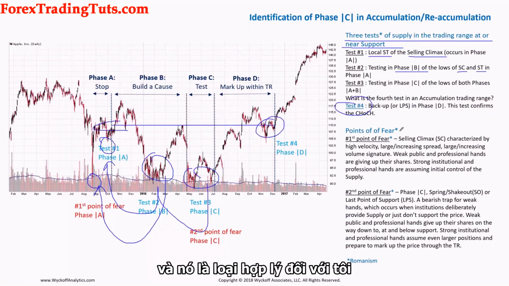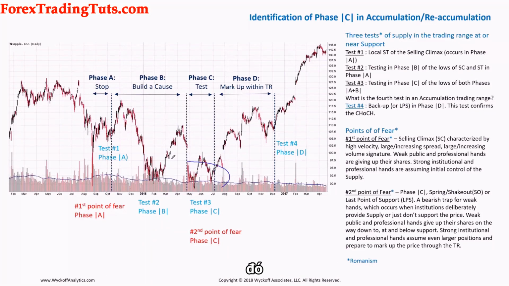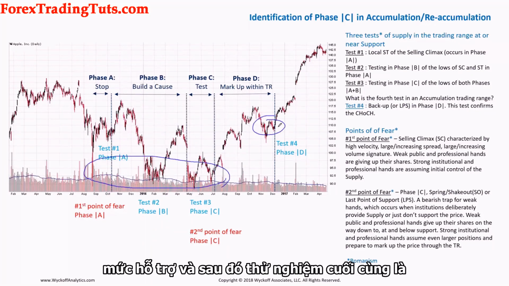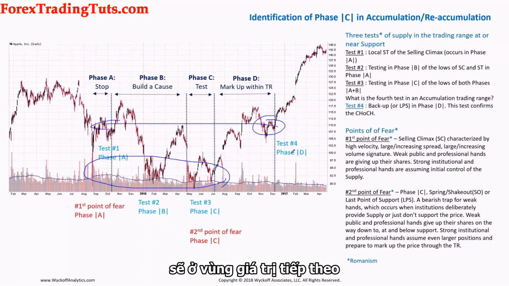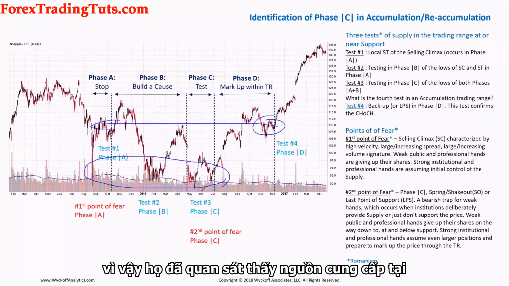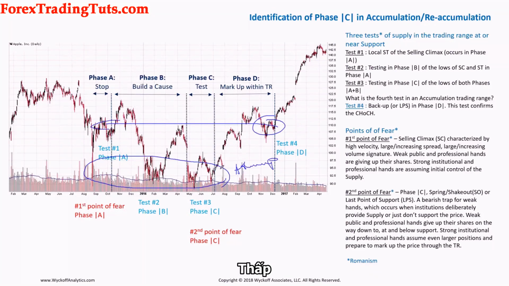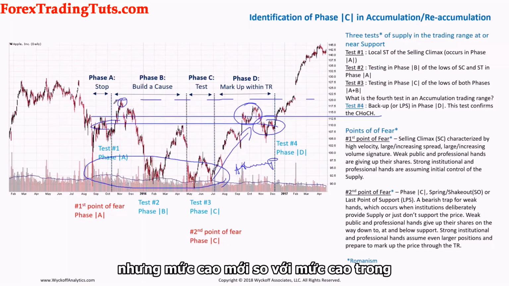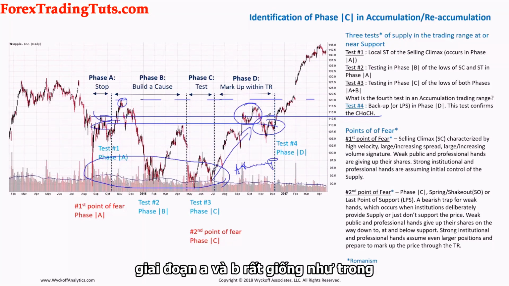And it kind of is logical to me that the initial tests are going to be at the support level, and then the last test is going to be at the next value zone. So they've observed the supply at the lows. That pushes the price up into the new highs. In this case, not necessarily new highs, but new highs relative to the highs in phases A and B. So kind of like in the same zone.